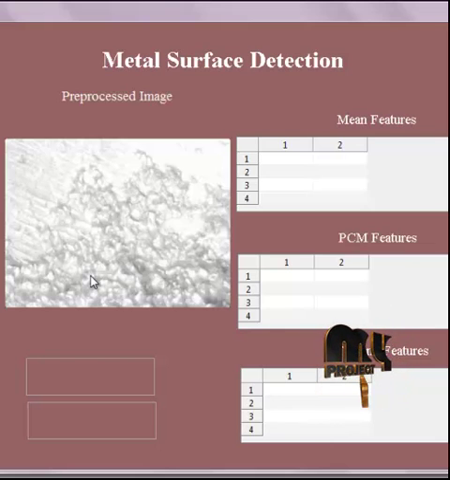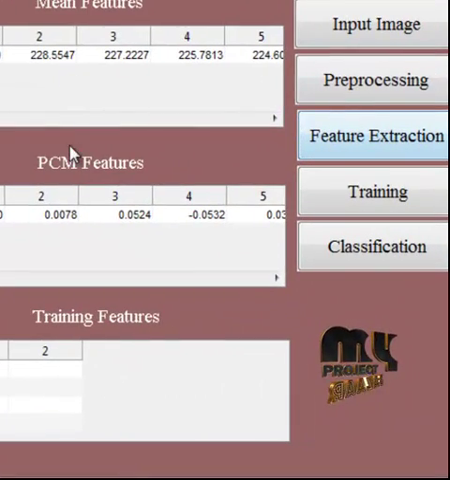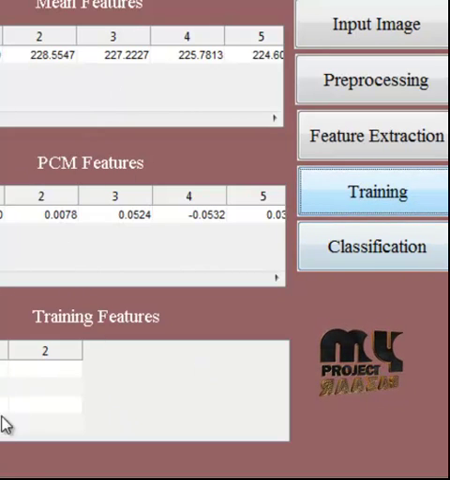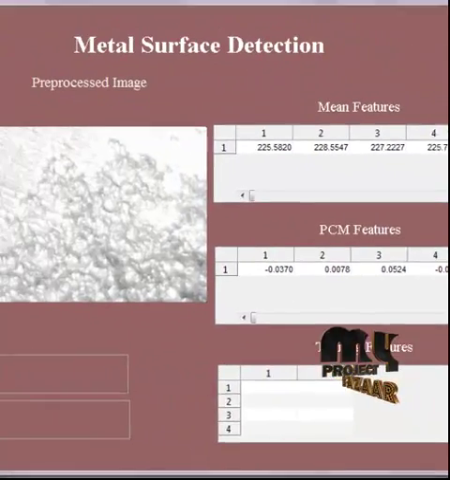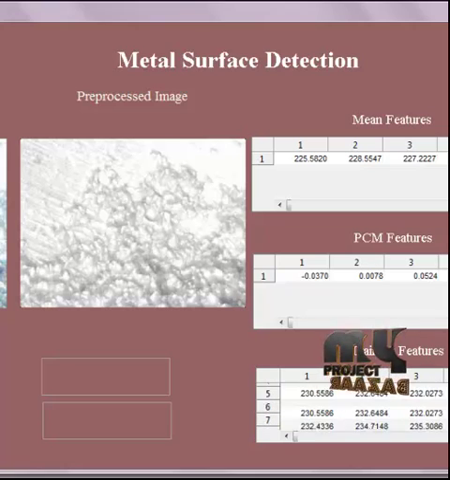First, we apply the pre-processing operation. After pre-processing, the features are extracted from the input image. We calculate the mean value and the PCM features from the input image. The extracted features are displayed here. In training, we extract the features for all the images present in the dataset, and the values are given here.